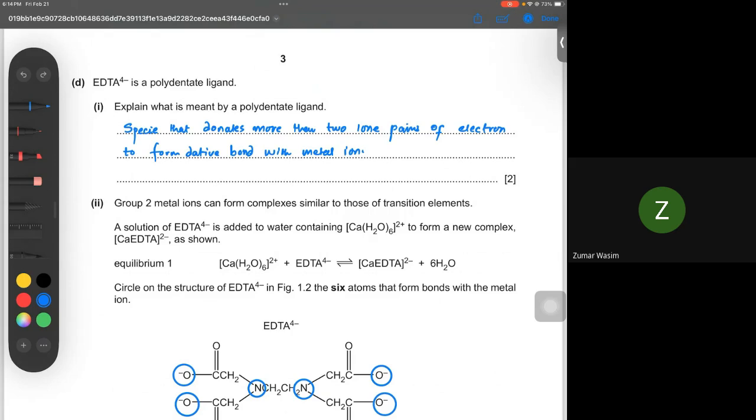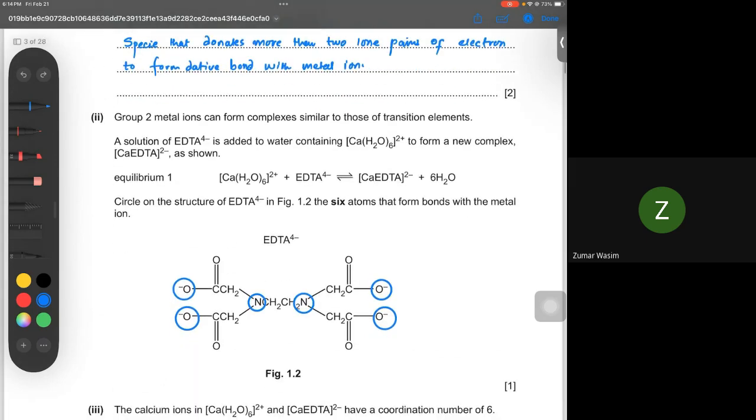And obviously it's going to make a dative covalent bond. Always you will see in a complex compound, there would be a dative bond between the metal and a ligand. Okay. So a monodentate ligand is going to make only one dative bond. A bidentate ligand is going to make two dative bonds. And if you have a polydentate ligand, it means that it's going to make more than two bonds. Okay, it may have three, four, five, six.